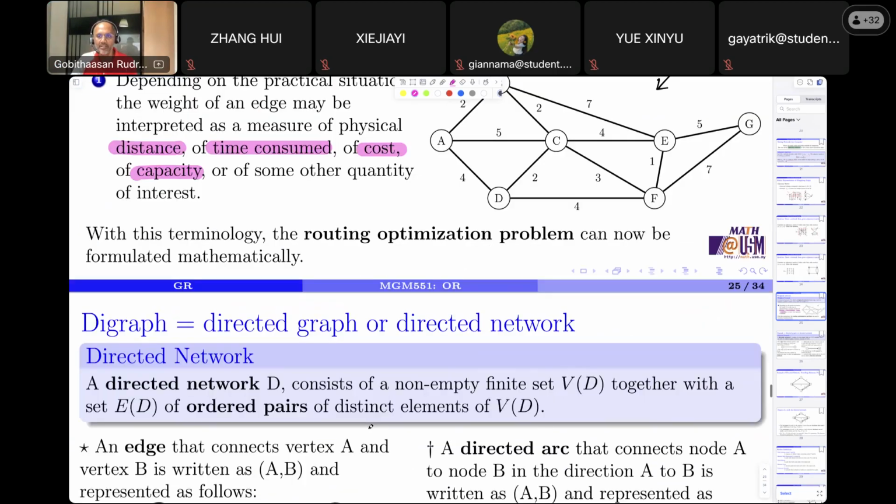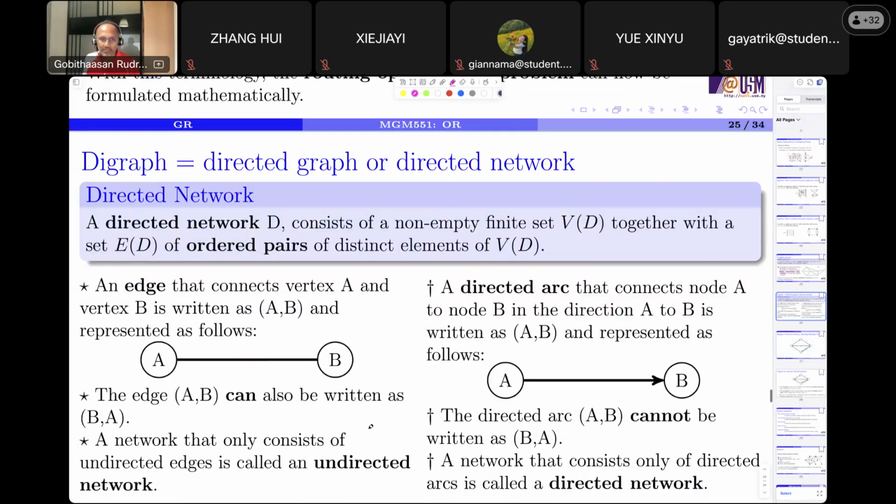Okay, so there's another type of graph which we would be using. It's called a directed network. In the mathematical notation, we call it a directed graph, which is similar to a directed network. What is a directed network? A directed network consists of a non-empty finite set, the vertex set, together with a set, the edge set, of ordered pairs of distinct elements of the vertex set. So here the keyword is ordered pair.